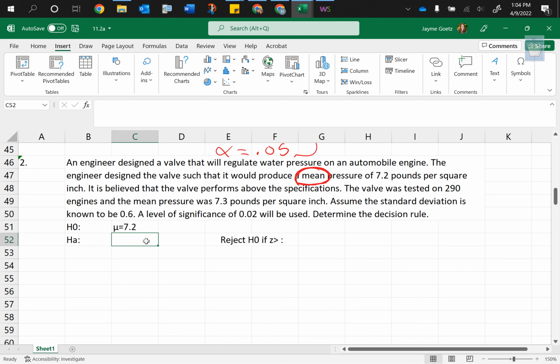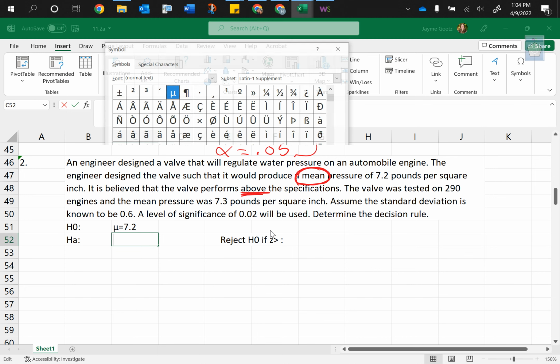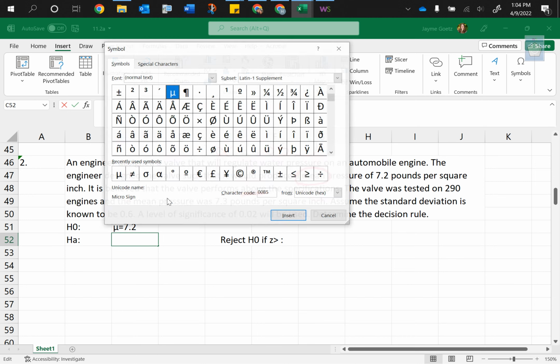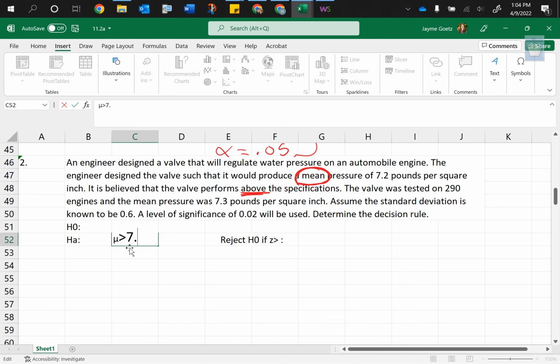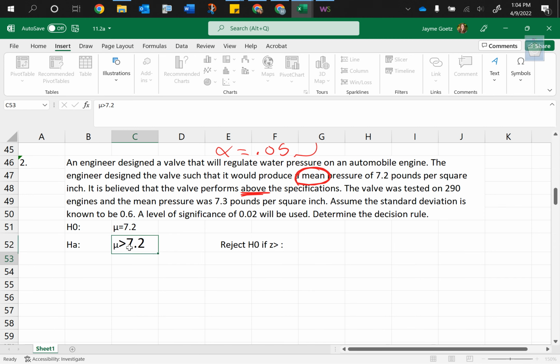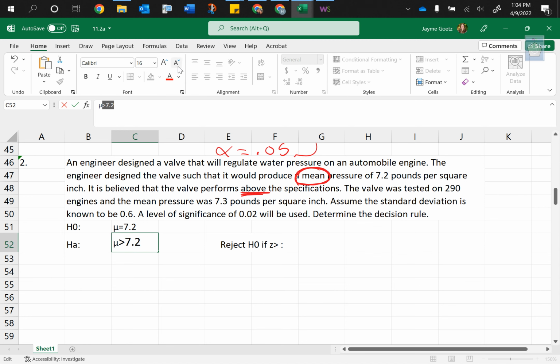And then it says it is believed the valve performs above the specifications. Well, that tells me that my alternative hypothesis is still going to be mu, and above means it's going to be greater than. So I want it to be greater than 7.2. I really don't know why that's so big. Let's go back up to, there we go. Okay, so above means greater than.